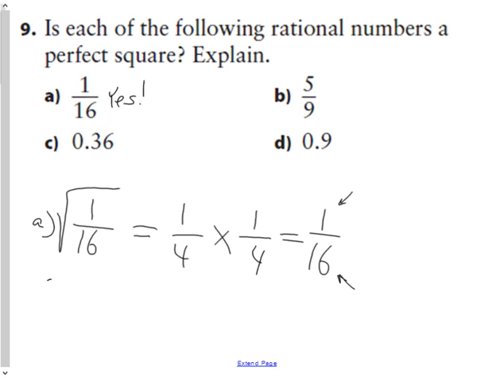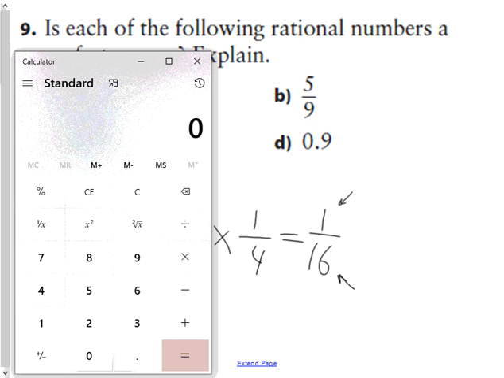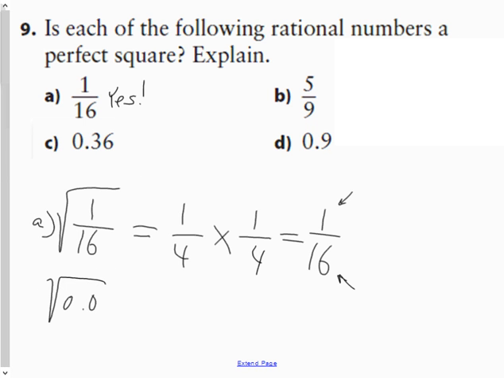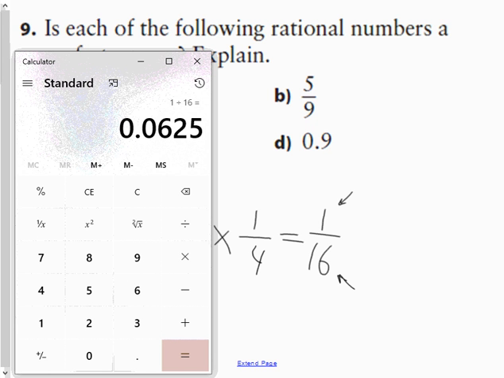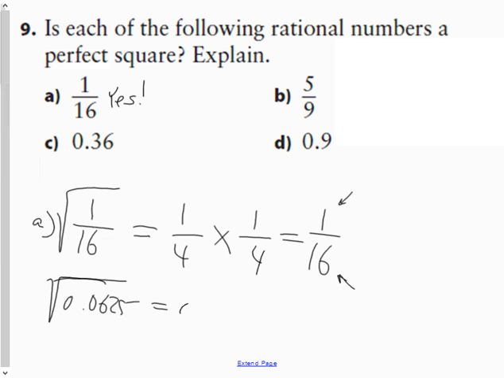If I change this from fraction form to decimal form and ask, what is 1/16th? 1 divided by 16 is 0.0625. So 0.0625 is the same question, but in decimal form rather than fraction form. And if I ask, what is the square root of this? It should be decimal 25, right? And it is. So the square root is 0.25, or in fraction form, the square root of 1/16th is 1/4.